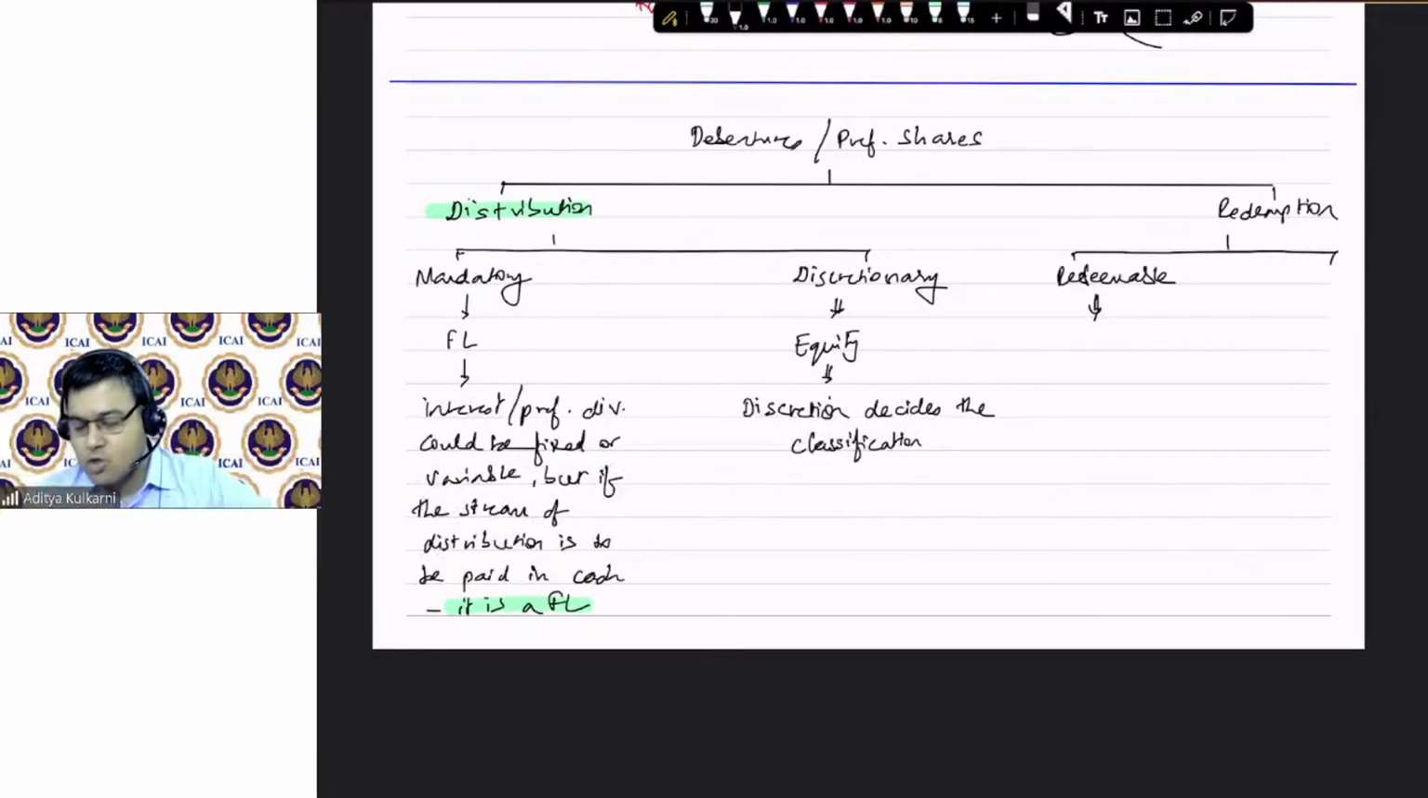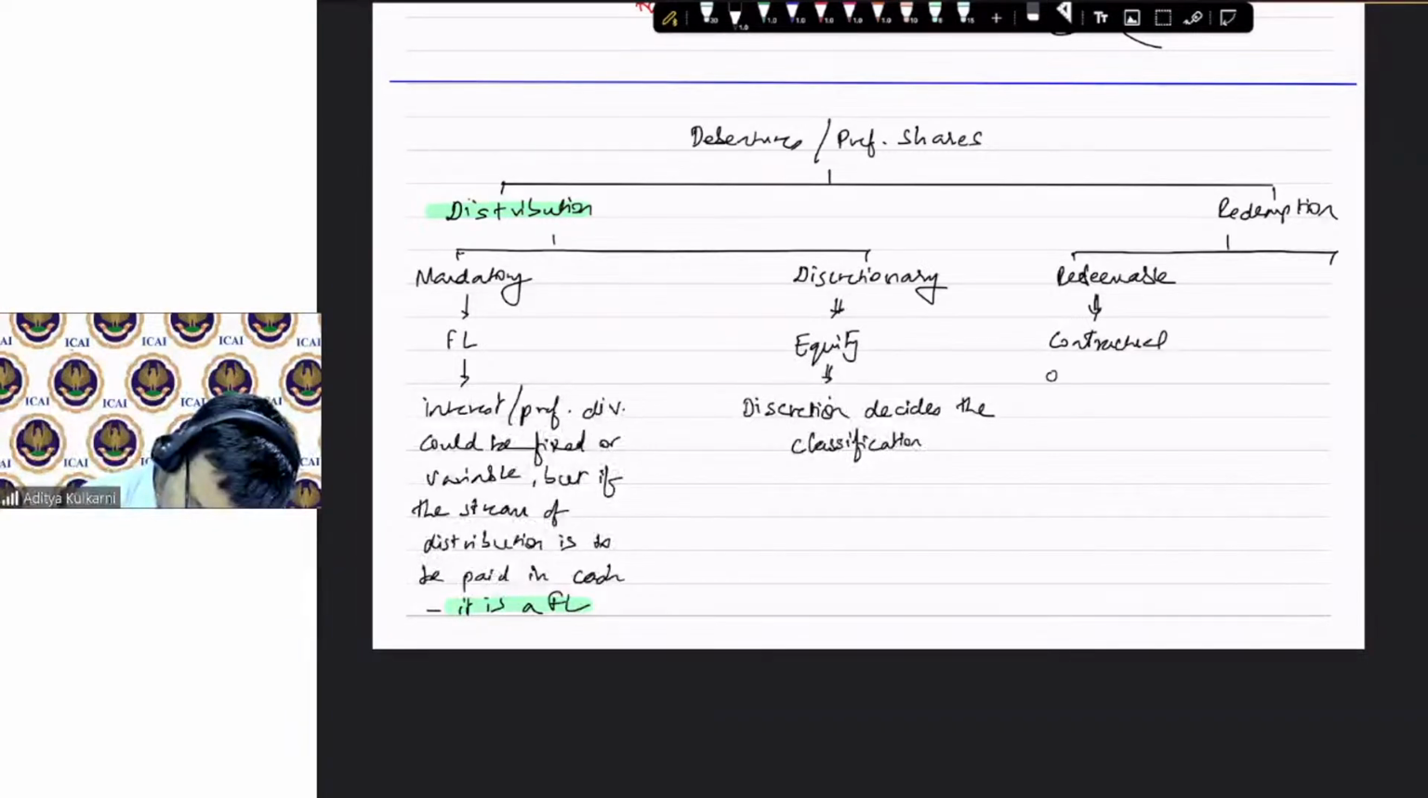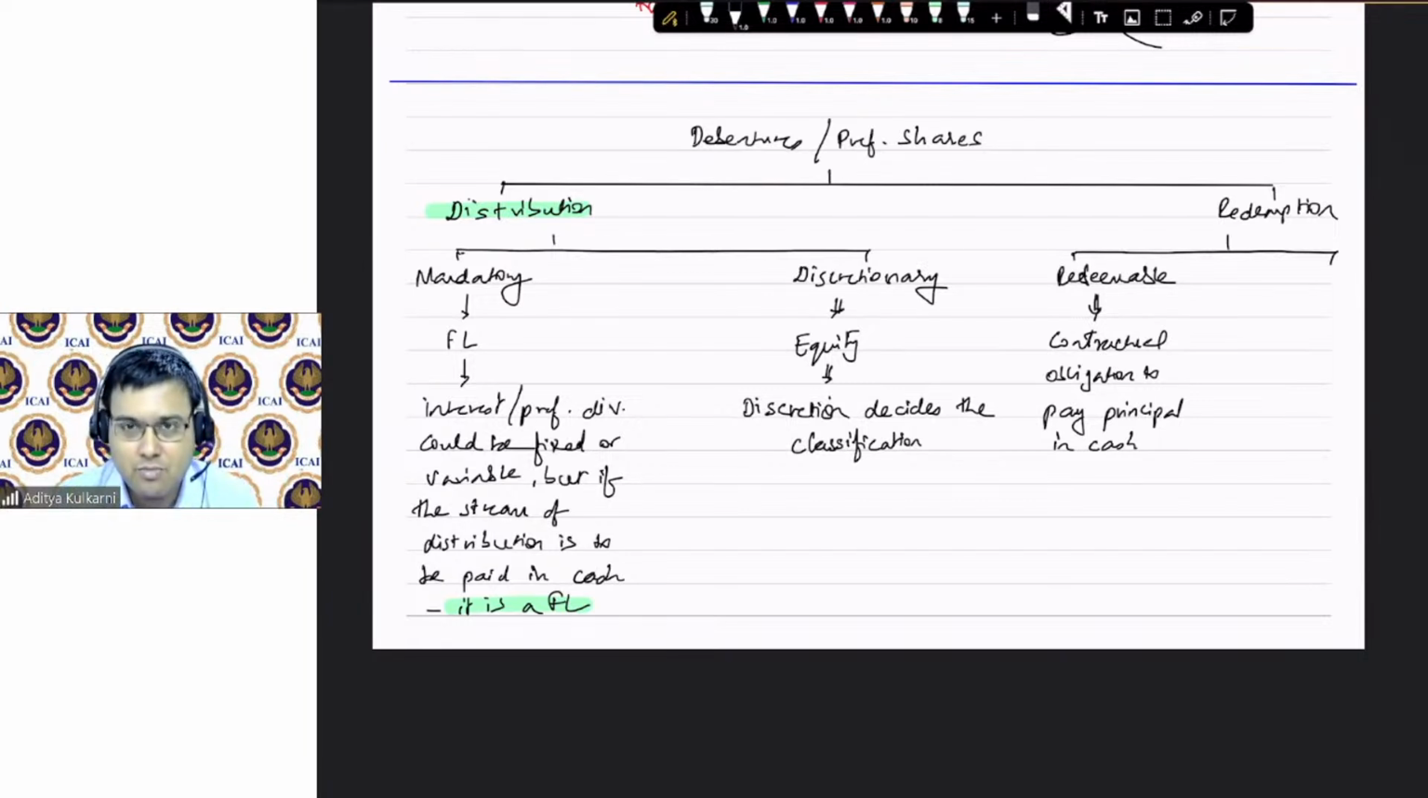Is there a contractual obligation to pay the principal amount? Yes, there is a contractual obligation. And because there is a contractual obligation to pay principal in cash (cash means bank, don't think that cash means hard cash), this ends up being a financial liability.